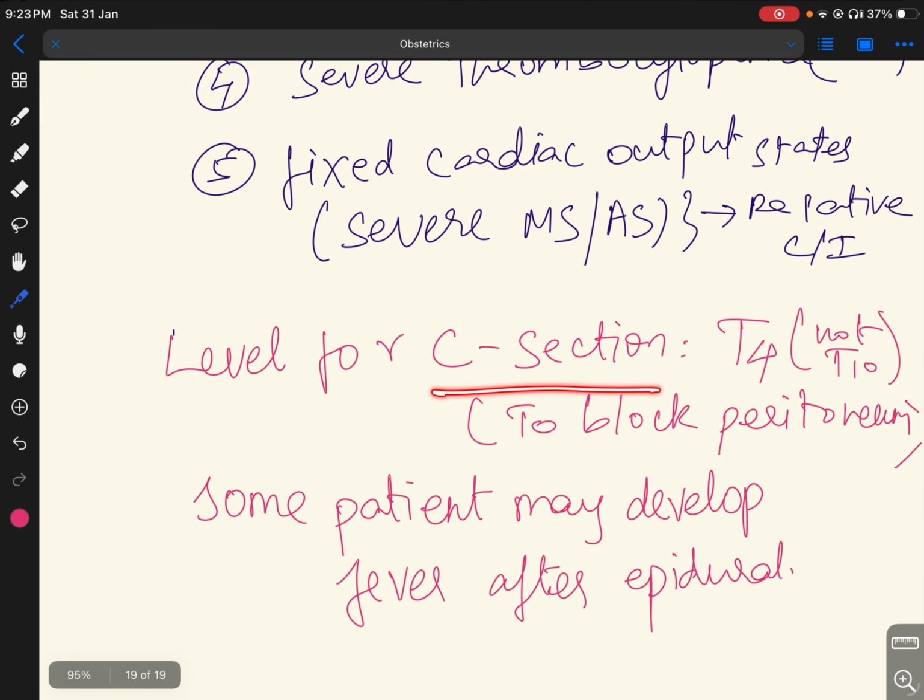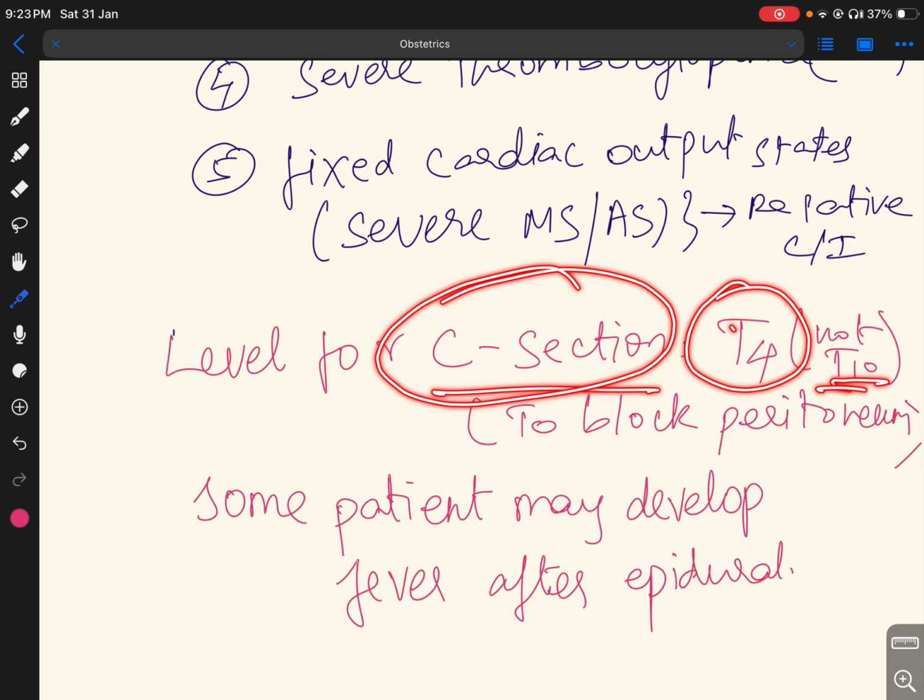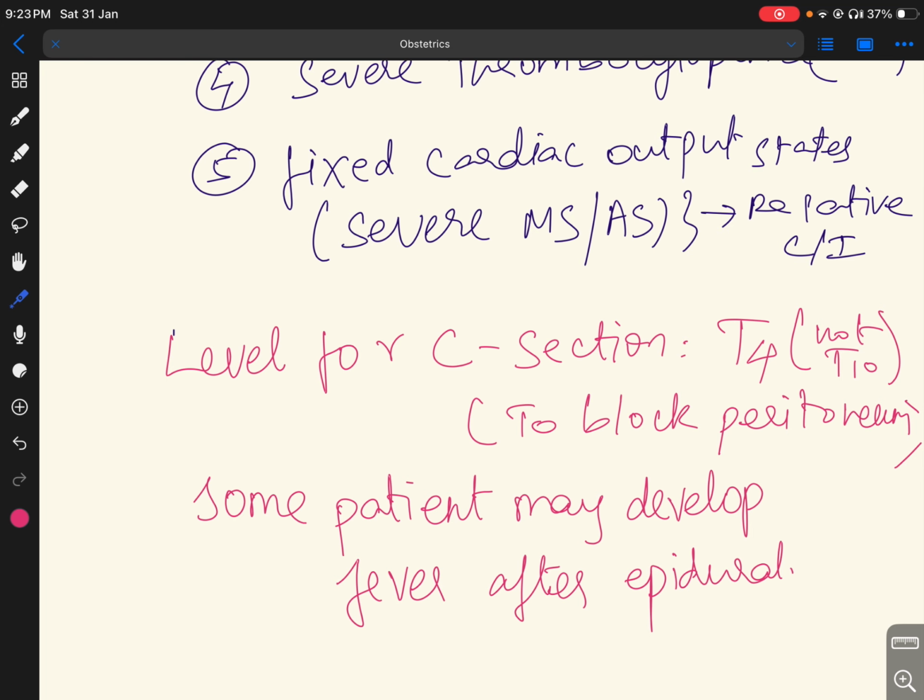What is the level for C-section? It is even higher for C-section. That is T4, not T10. To block the peritoneum. Some patients may develop fever after epidural analgesia.